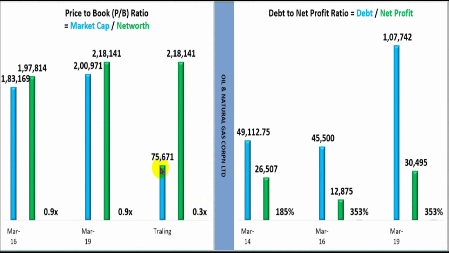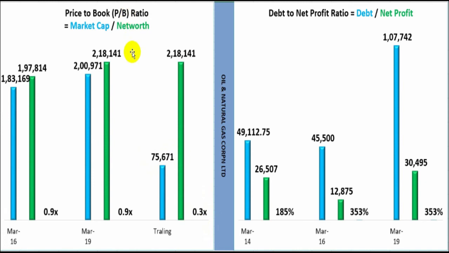75,000 crores is the market cap, whereas the company in its book is showing it is actually worth 2,18,000 crores. So the net worth value I've taken is of March 2019, and the market cap is the very recent market cap of 75,000 crores. So a very good multiple of 0.3 times, as low as possible. If we are getting it, we should buy it.